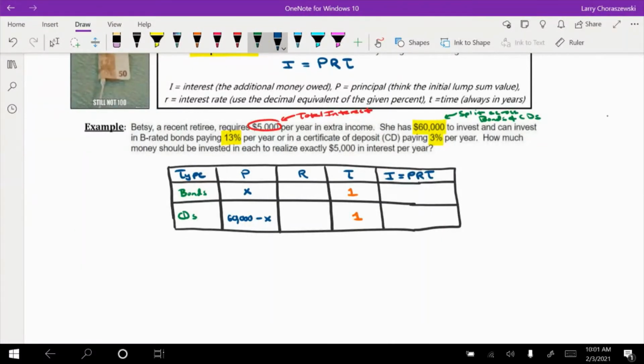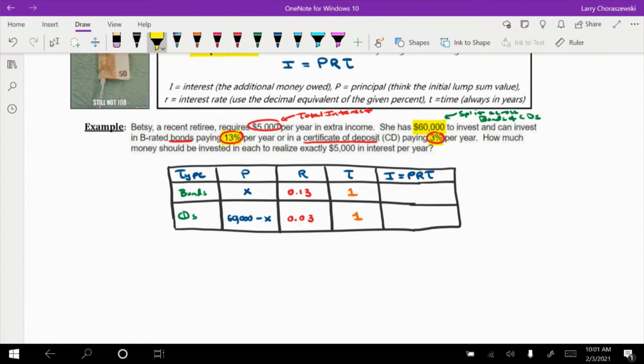Sweet. Now for the rates, we have 13%. That's for bonds. Let's use 0.13 instead though. And then we have 3%, which is for CDs. Let's write that as 0.03. Now because both principals involve the variable X, the interest formula is going to kick out an expression involving X.